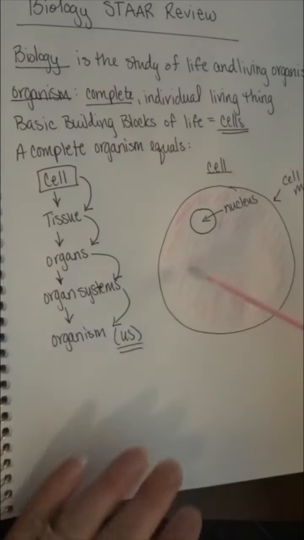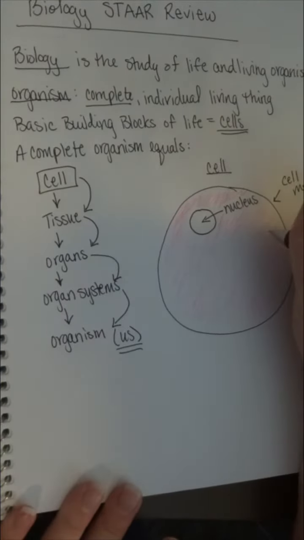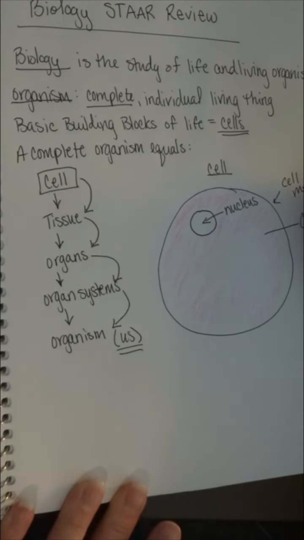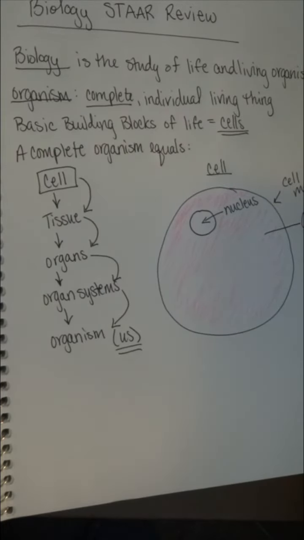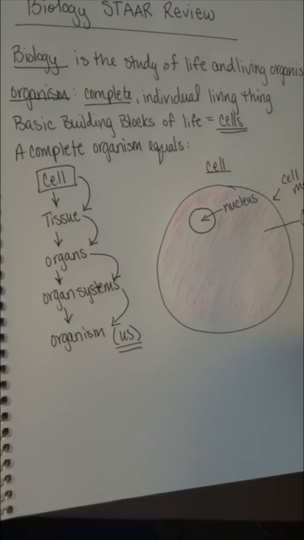is this jelly-like substance, and this is my cytoplasm. This is what protects my cells. This is what keeps my cells in place. Not my cells, but my organelles. Everything I'm drawing inside my cell are going to be my organelles. So this encloses my organelles, this acts as a protective barrier for my organelles. So we have my cell membrane, we have a nucleus, and we have my cytoplasm.